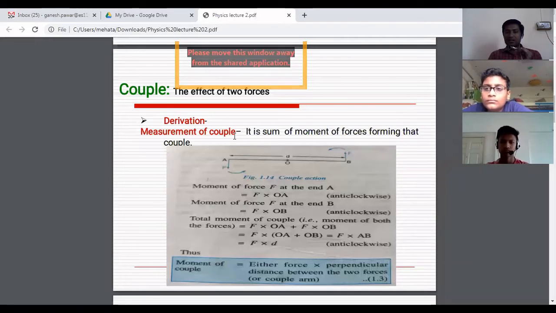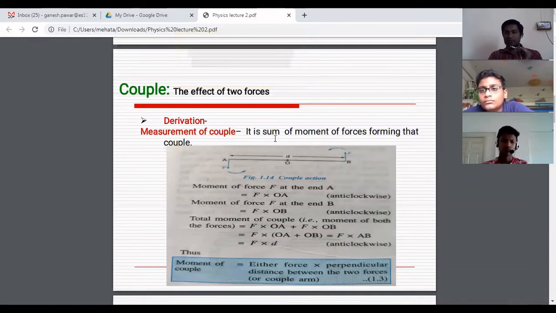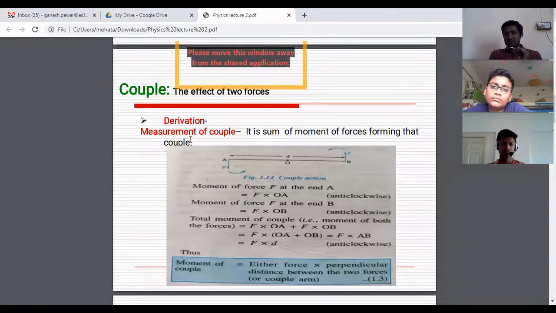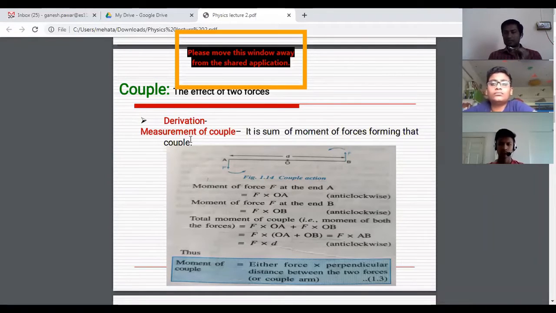That's why I have written that when you have to calculate the moment of couple, it is the sum of the moment of forces forming that couple. All right. How to calculate the couple? It is the sum of the moment of forces forming that couple. Now, what is the meaning of this statement? Is everyone able to see the diagram here? It is also in your textbook.